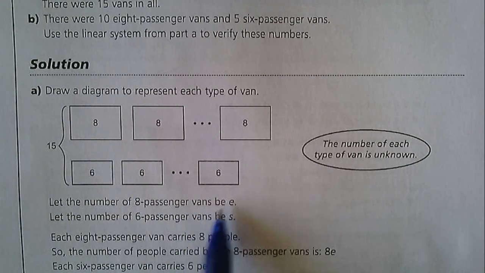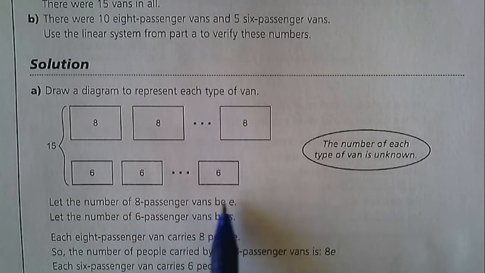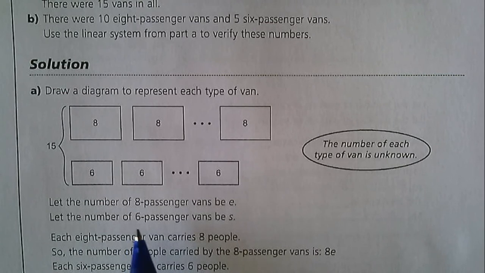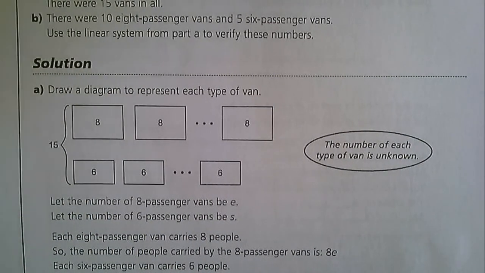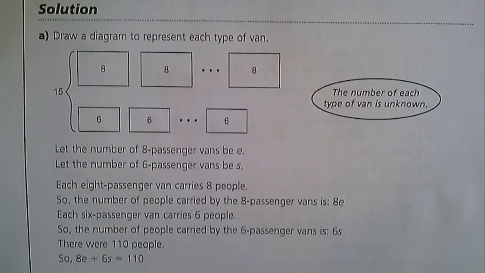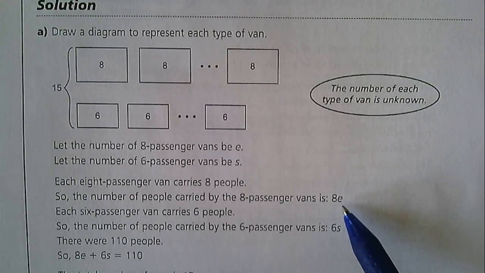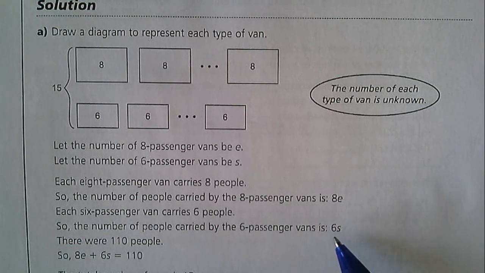Now they've chosen some letters here to represent each of them. They said the 8 passenger van will be E. I think they said E for 8. And the 6 passenger van will be S. I think they said S for 6. So we know that the 8 passenger van carries 8 people. The number of people that can be carried by the 8 passenger vans would be 8E. The 6 passenger van can carry 6 people. So the number of people carried by the 6 passenger vans would be 6S.